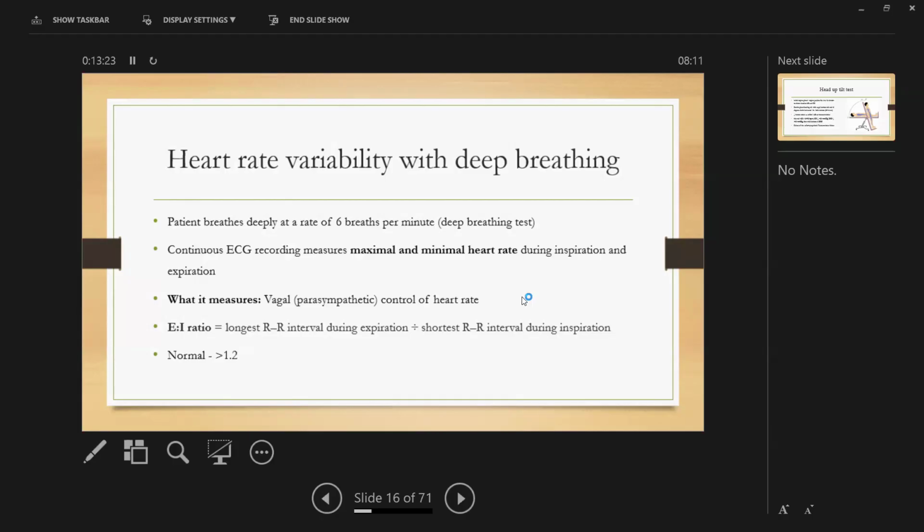So we have to take an expiratory to inspiratory ratio, that is the longest RR interval during expiration divided by the shortest RR interval during inspiration. The normal ratio will be more than 1.2. What does it indicate? If there's proper vagal control of heart rate, during expiration the heart rate will decrease adequately. So when we divide the longest RR interval by the shortest RR interval, normally we get more than 1.2. If the ratio is less, it indicates some parasympathetic dysfunction.